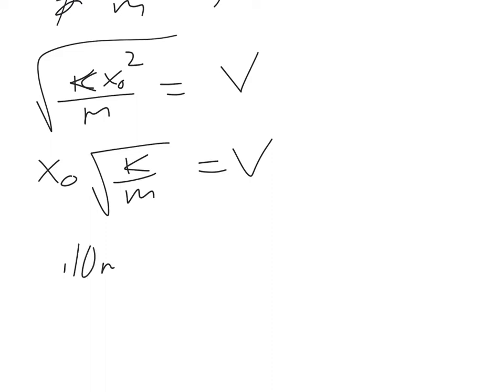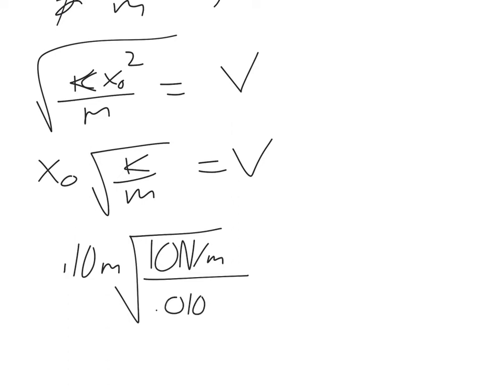0.10 meters times the square root of K, which was 10 newtons per meter, over the mass. It was 10 grams, but if I'm in newtons, that won't cancel, so I need it to be in kilograms. So it's going to be 0.010 kilos, and that should be equal to my V.